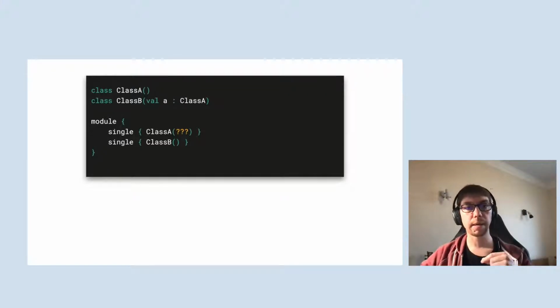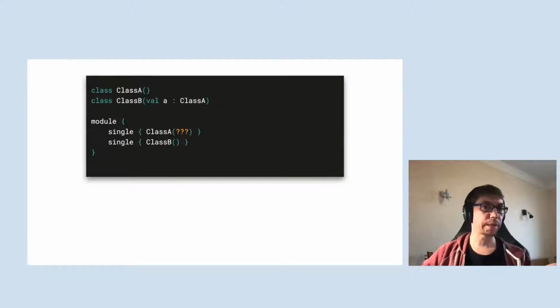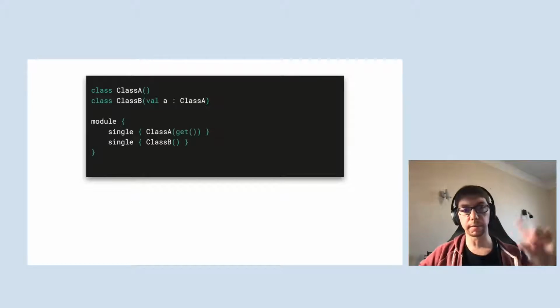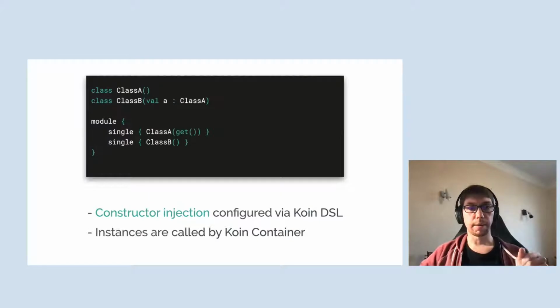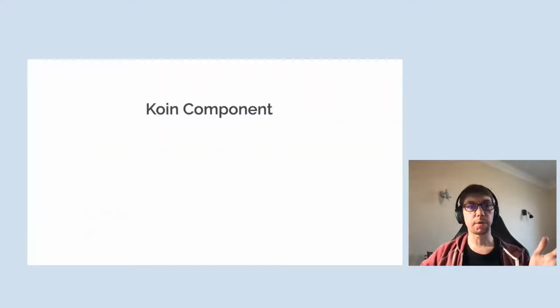That means here I will say to Koin that class A will resolve to class B, and here there's a little mistake. Class B is resolving the stuff. That's okay. And you will have some constructor injection with the DSL. And then everything is built by your container.